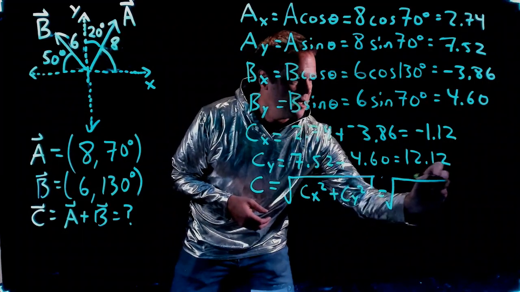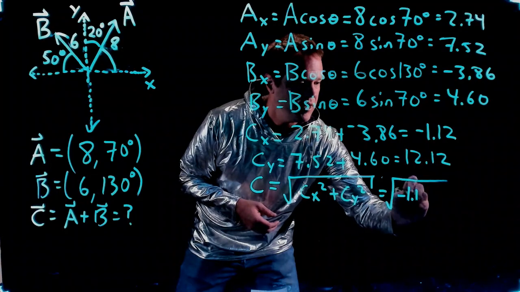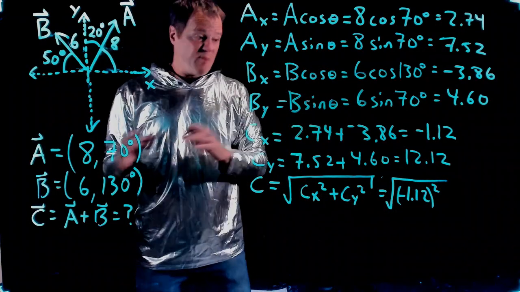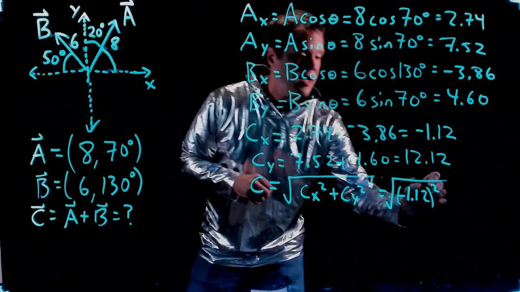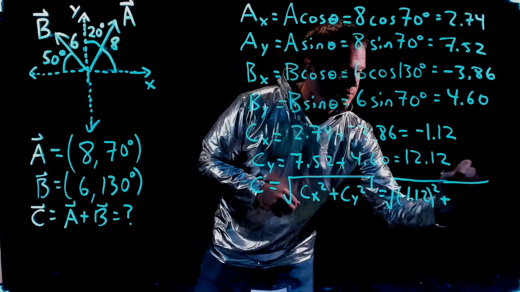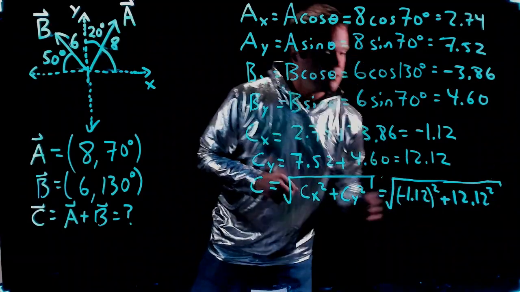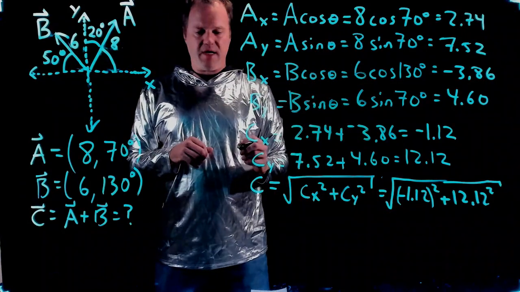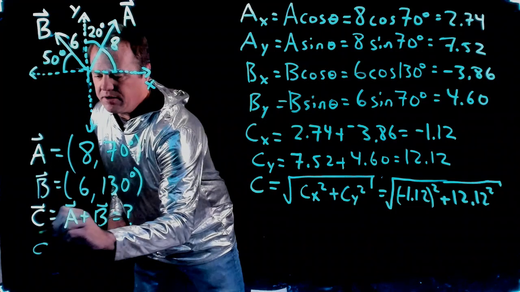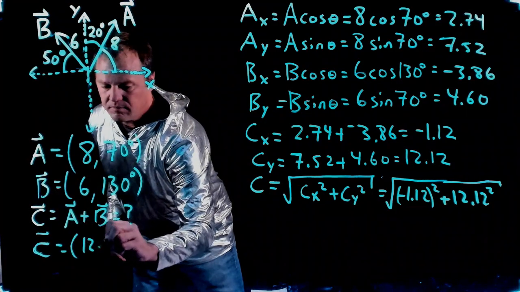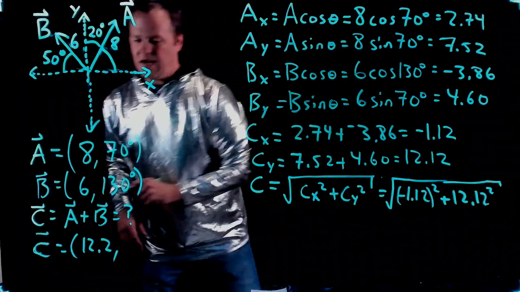And so I just throw in negative 1.12. And you've got to be careful. You do want to square the minus sign, so don't put the minus sign outside the square. And then 12.12 squared. And then I throw that into my calculator, and it spits out an answer of 12.2. Okay, so there's my magnitude.